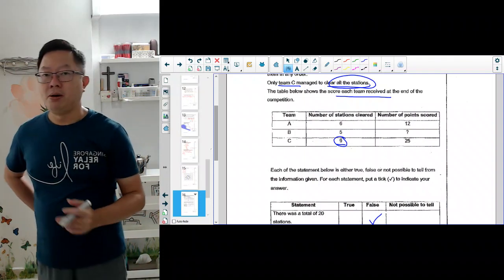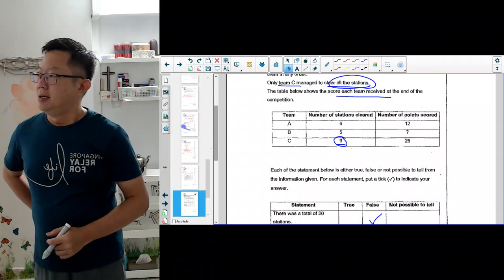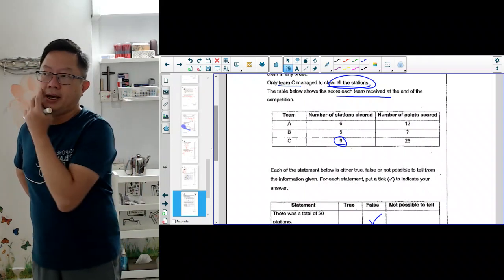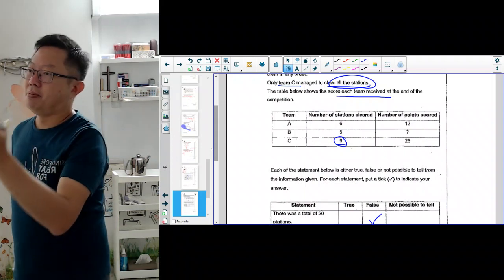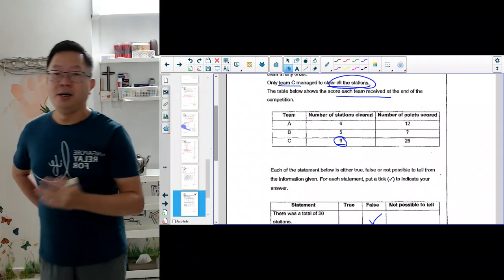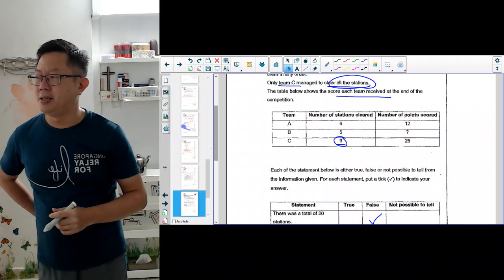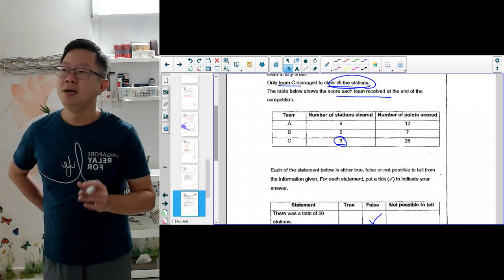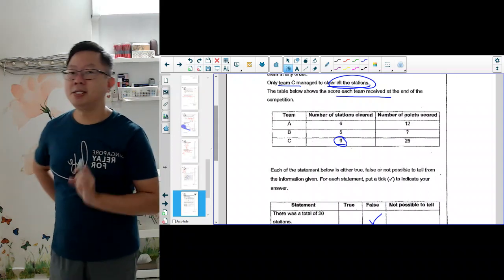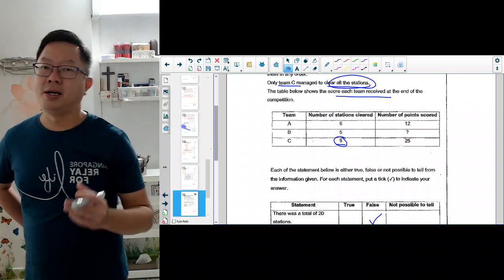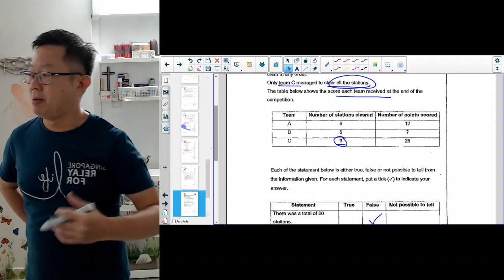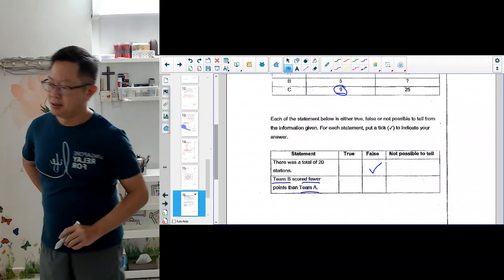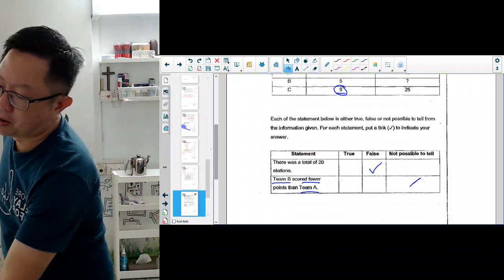We don't know how many points every station has, so we can't tell, right? Team A scored 12 points. Team B cleared 5 stations, but do we know whether Team B has fewer points because there are only 5 stations? We are not sure, because the question never says how many points every station has. So for this statement, it is not possible to tell.